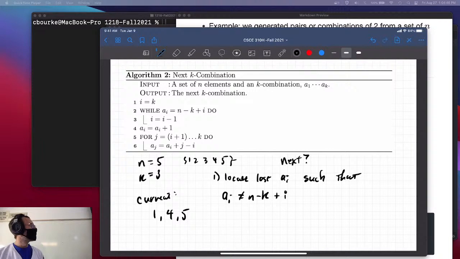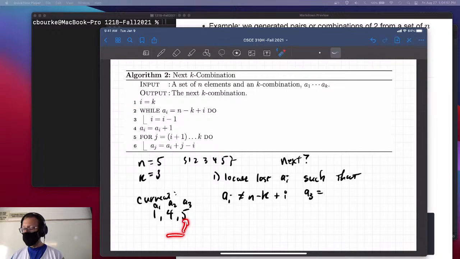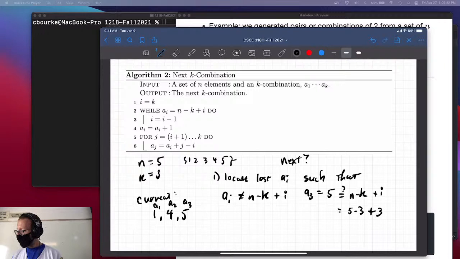Okay? So let's try it, and again, this is A1, A2, and A3. A3, again, we're starting at the end and then moving forward. Already you can see that we've maxed out 5 and we've maxed out 4, and so 1 is the thing we're ultimately going to change. But I want to go through each step to make sure that we understand it. A sub 3 is equal to 5. Is that equal or not to N minus K plus I? Well, N and K are fixed throughout this entire process. So 5 minus 3, and then I in this case is 3. So they are equal, because this is equal to 5.